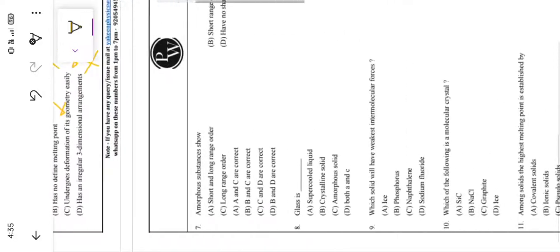You should know that the melting point is related to stability. A crystalline solid changes abruptly from solid to liquid when heated. Has no definite melting point, it is wrong. Undergoes deformation of its geometry easily, no, this is wrong. Has irregular three-dimensional arrangement, no, this is also wrong. A crystalline solid changes abruptly from solid to liquid. So 6A.